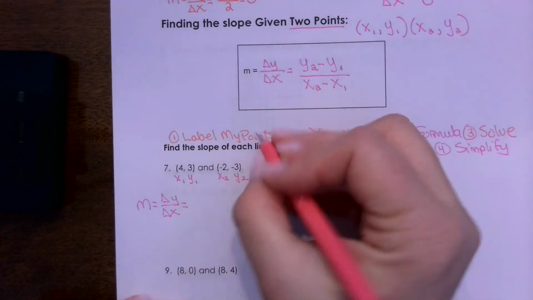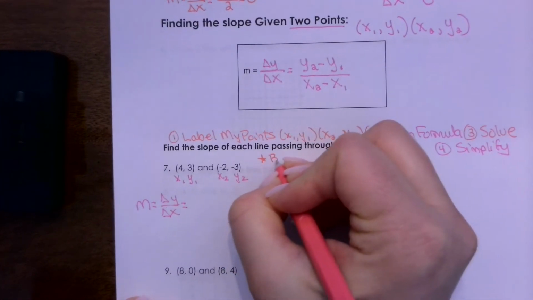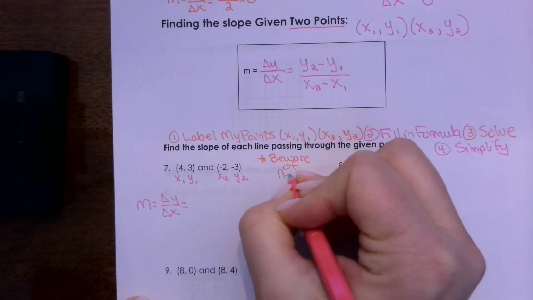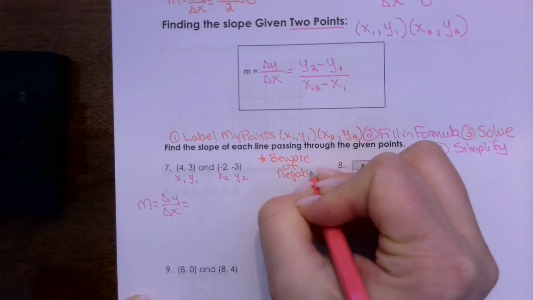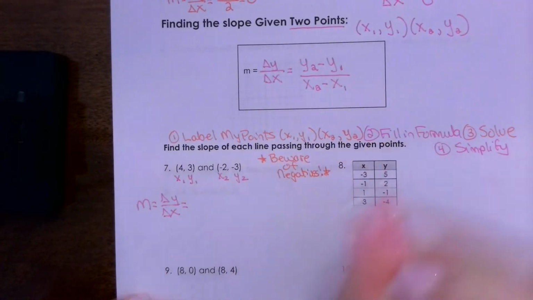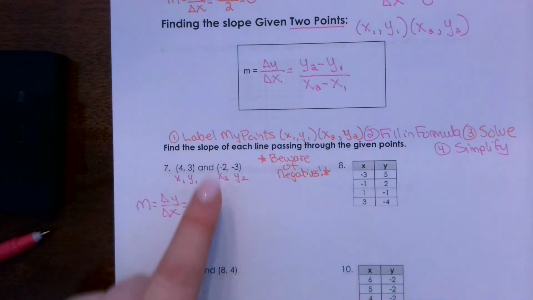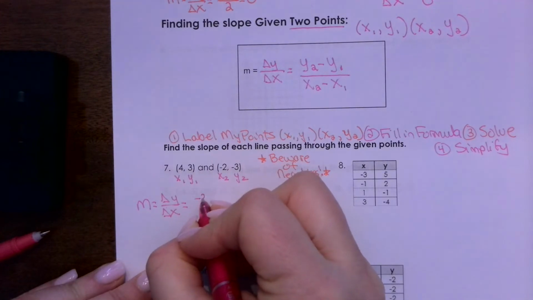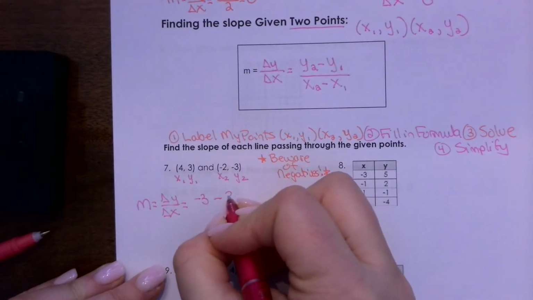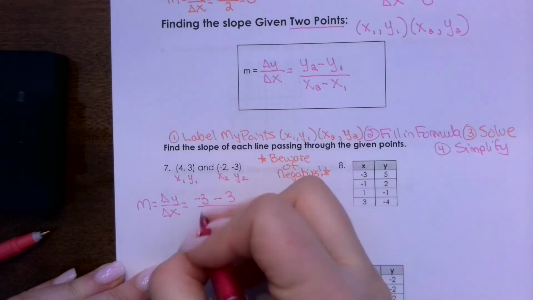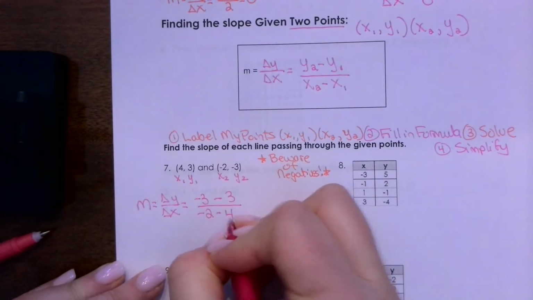Before I even go there, I just want us to note that you need to beware of negatives. So let's take a look here. I want y2 minus y1. y2 is negative 3 minus y1 is 3. x2 minus x1. x2 is negative 2 minus 4.